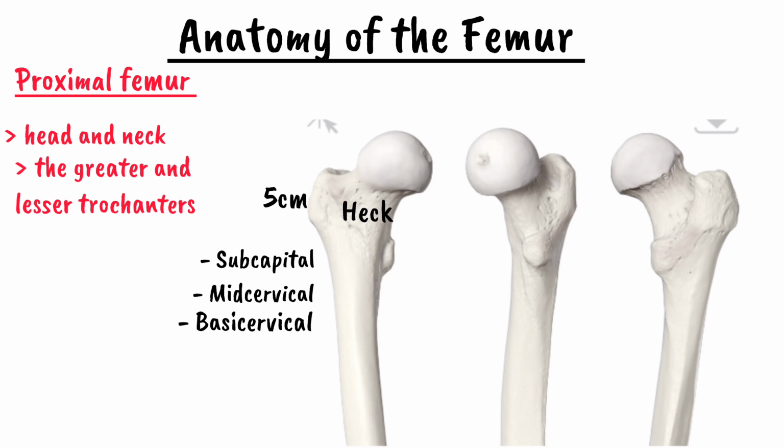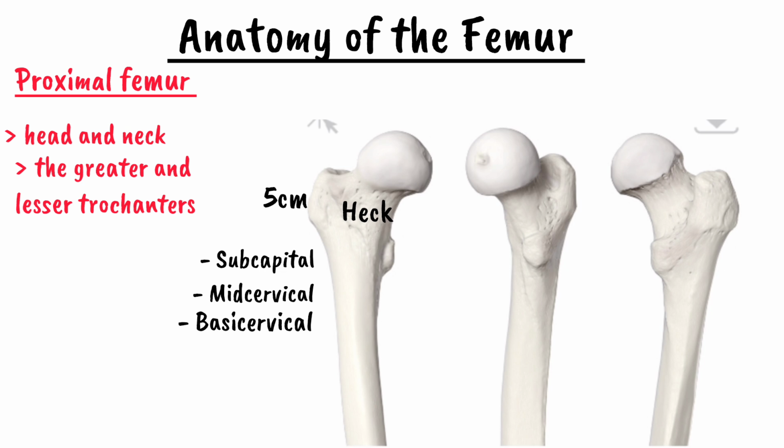Then the mid-cervical is the middle section between the two regions, and it is the narrowest part of the neck. Then the basicervical, also known as the base of the neck. This is the widest part of the neck and it lies closest to the greater trochanter.